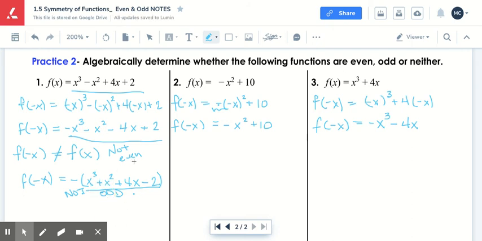So in my analysis, if I say that it's not even and I say that it's not odd, then I would have to say that this function has neither of these two special types of symmetry.